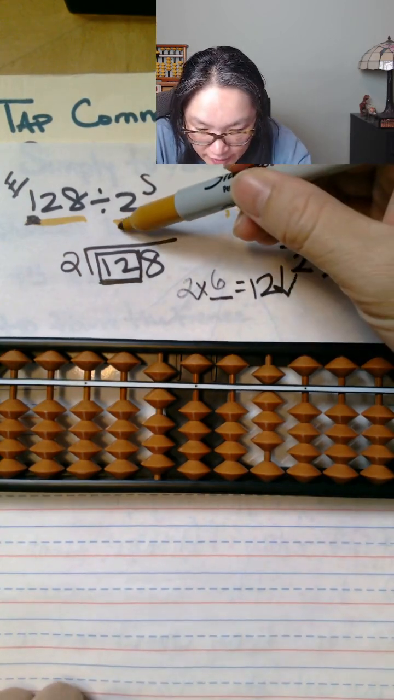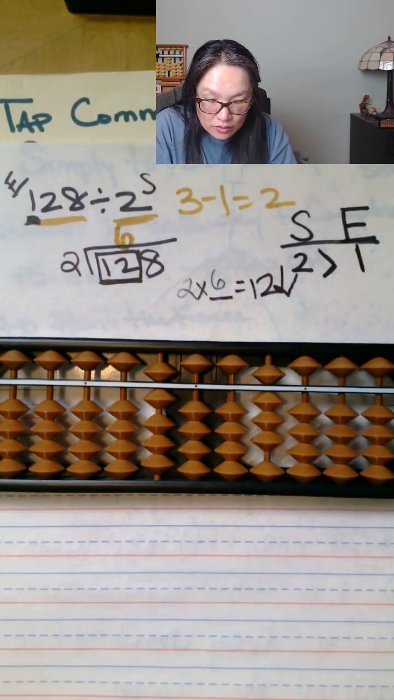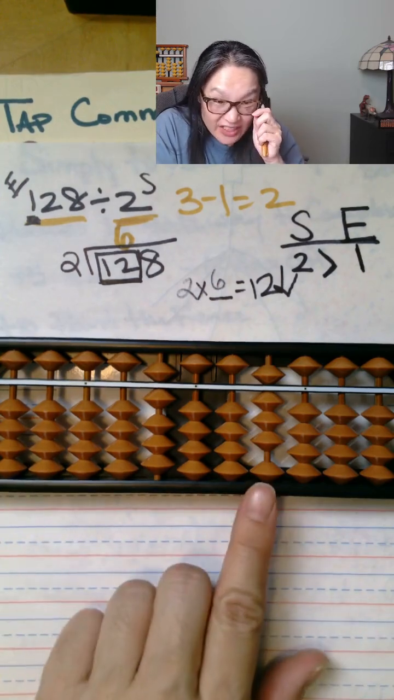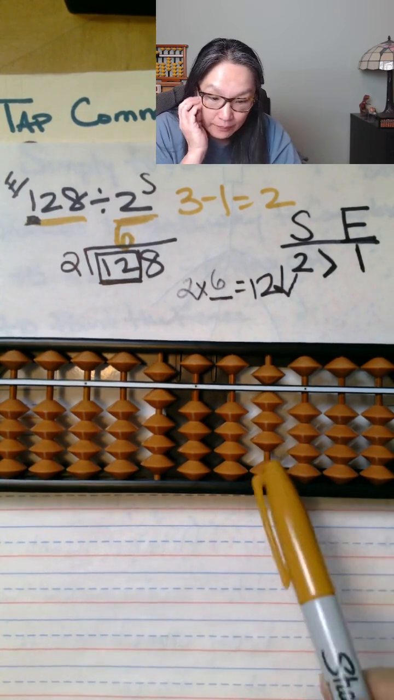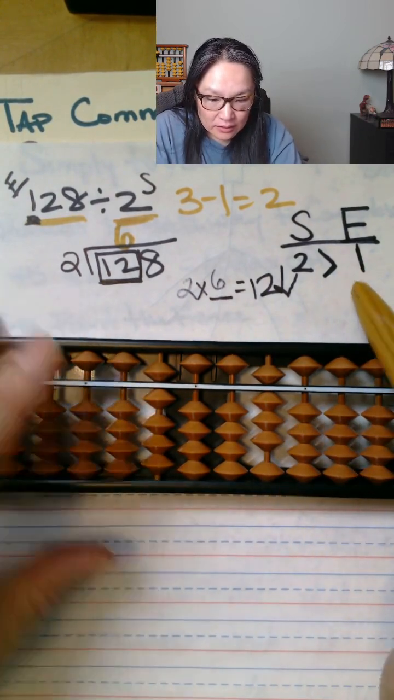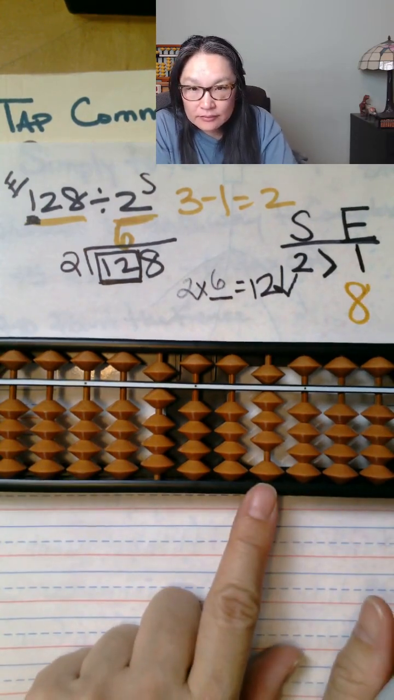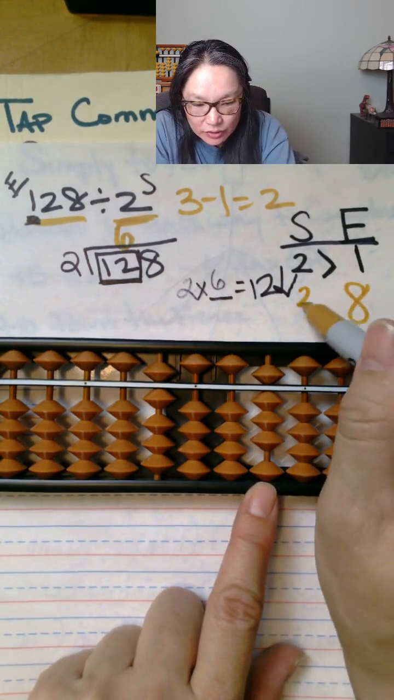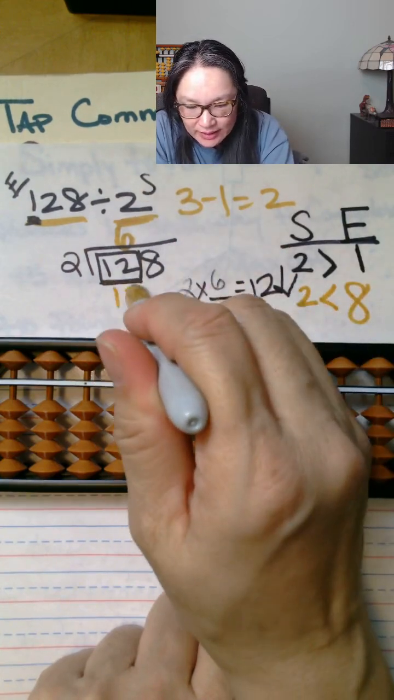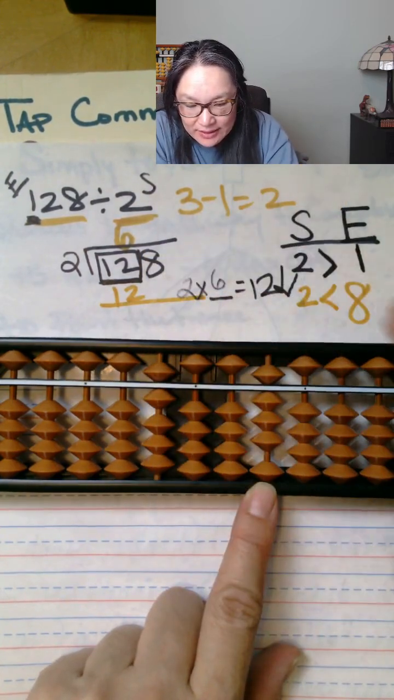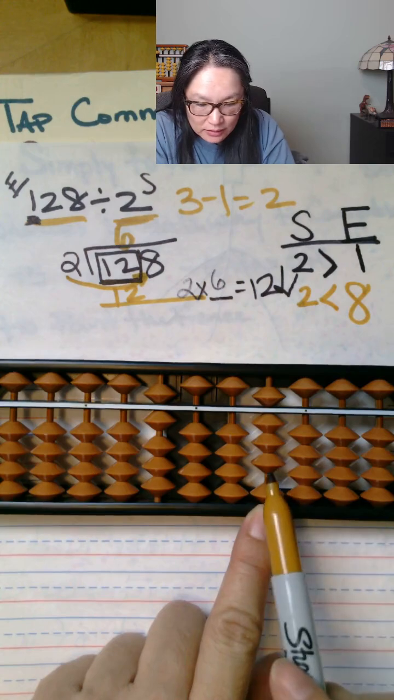I'm going to put my answer here in long division. So now, I still have dividends. So what do I do? I compare. My dividend is 8. My divisor is still 2. My 8 is bigger. So that means I can divide 2 into 8.